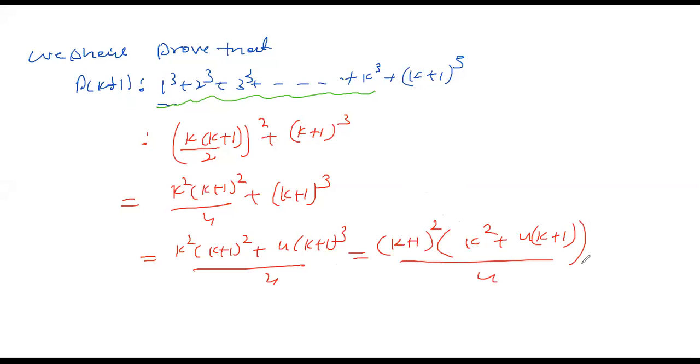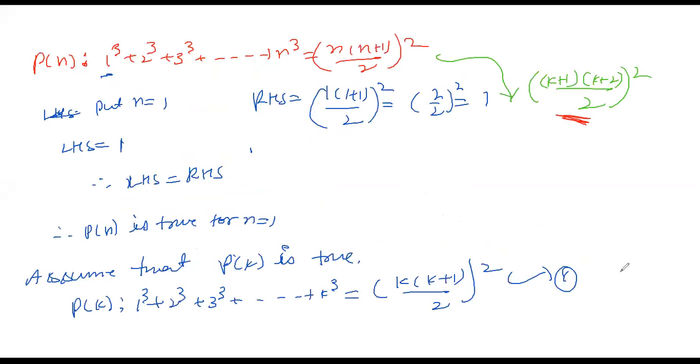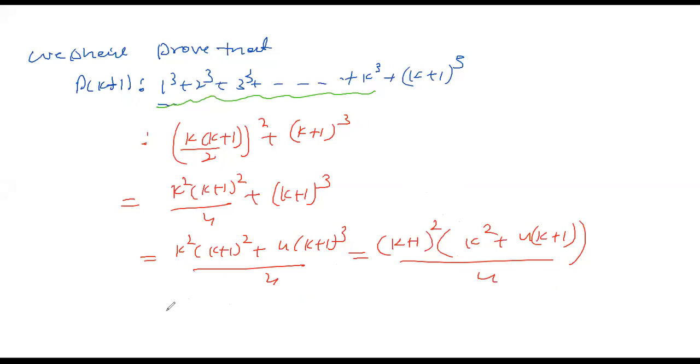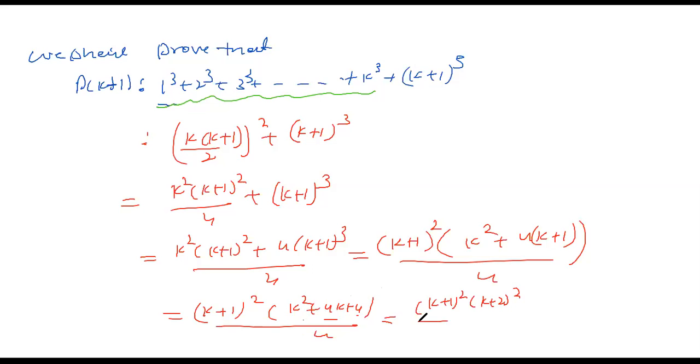My answer is not matching yet, so I keep solving until I reach that answer. It is (k plus 1) whole square into (k square plus 4k plus 4) by 4. This is like a square plus b square plus 2ab, so I can write it as (k plus 1) whole square into (k plus 2) whole square by 4. It means I can write it as (k plus 1 into (k plus 2) by 2) whole square. This is the answer. Now my answer is matching.